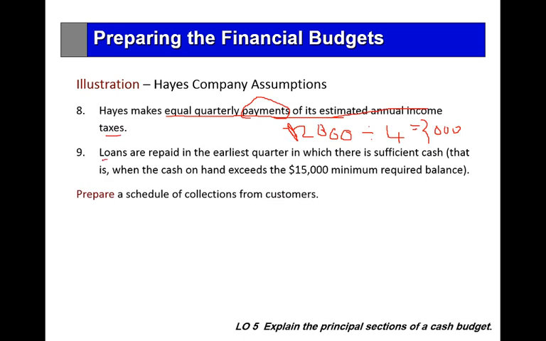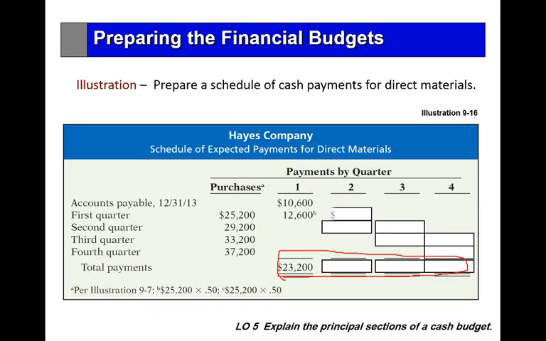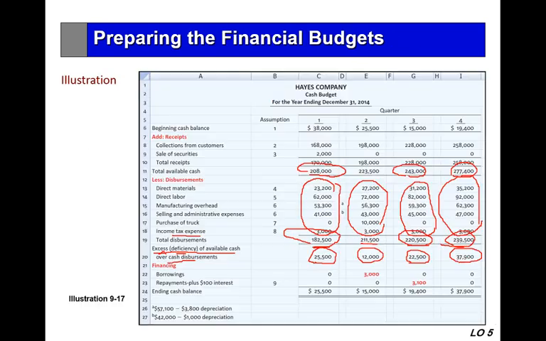And finally, number 9, in the illustration, loans are repaid in the earliest quarter in which there is sufficient cash. We have sufficient cash and we have a loan we must pay. That is when cash on hand is above the 15,000 minimum required balance. Even if we have excess in every quarter, we must compare this excess with the 15,000 minimum balance. Here we have more than 15,000, then it's okay. We don't want to borrow anything and we don't have any previous loans or interest.